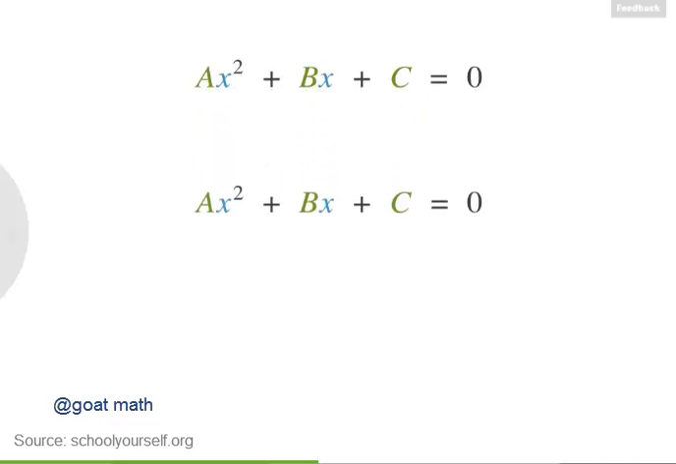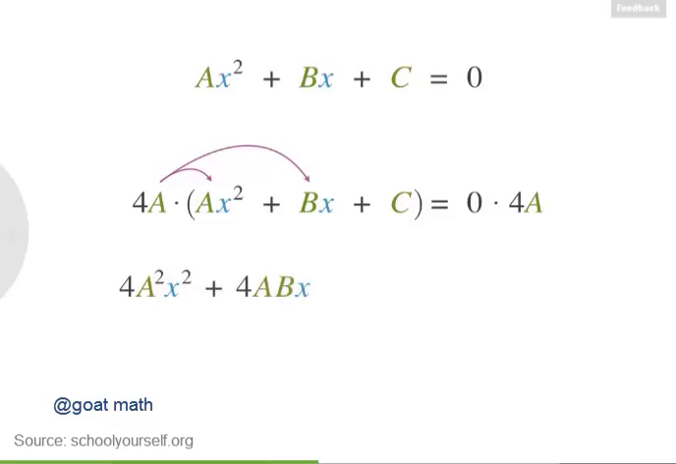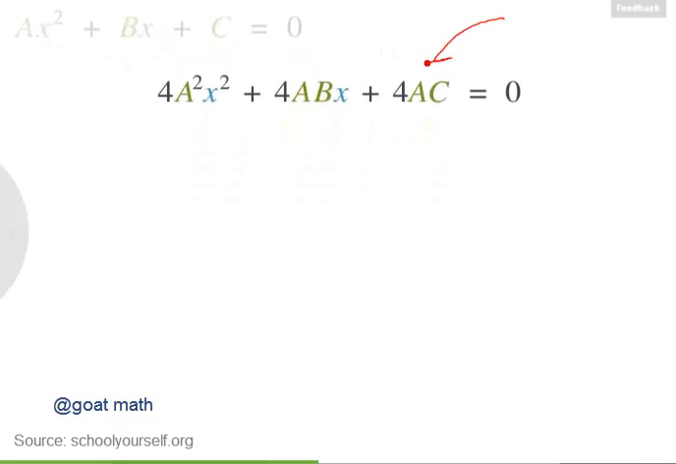First, let's multiply both sides of this equation by 4a. So on the left, we're distributing the 4a. 4a times ax^2 is 4a^2x^2. 4a times bx is 4abx. And 4a times c is 4ac. On the right, 0 times 4a is just 0. Okay, so now let's see if we can solve this equation, which looks pretty messy.